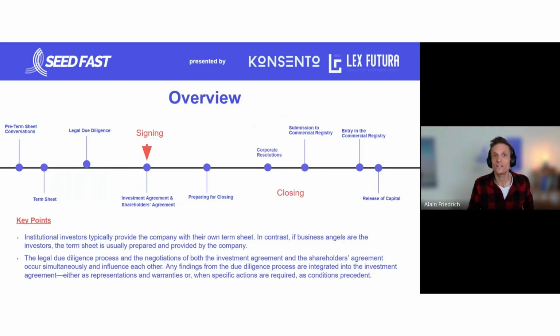We're going to talk about this in the later webinar where we in particular talk about legal due diligence, but it's just important you have to have your documents in order. It's quite an important thing.